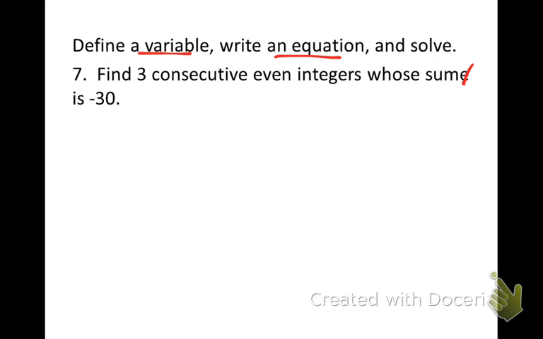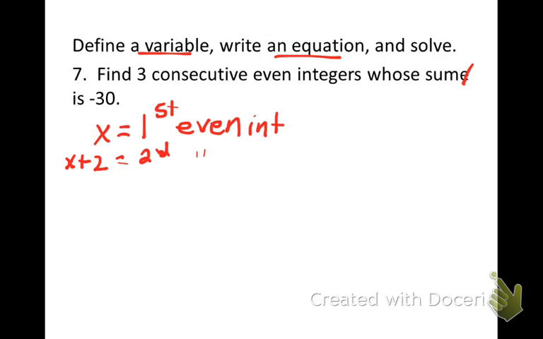is negative 30. So we're looking for 3 consecutive even integers. What does consecutive mean is the first thing you need to make sure you know, so one right after the other, but they're even and they're integers. So I'm going to let x equal my first even integer. Well, if x is my first one, what would the next one be? Well, even numbers are how far apart? They're 2 apart. So x plus 2 would be my second even integer. Use ditto marks, you know what those are. And I need 3 of them, so x plus 4 would be the third even integer.